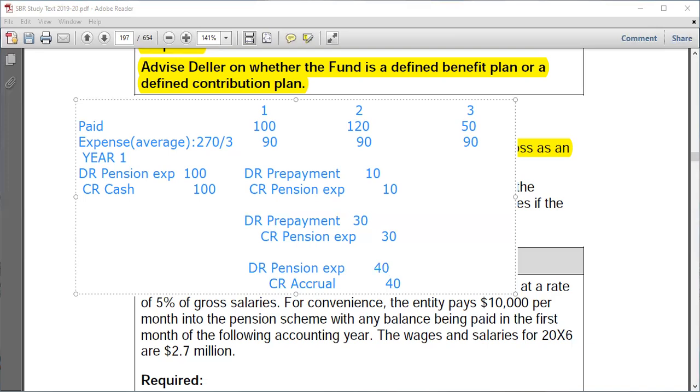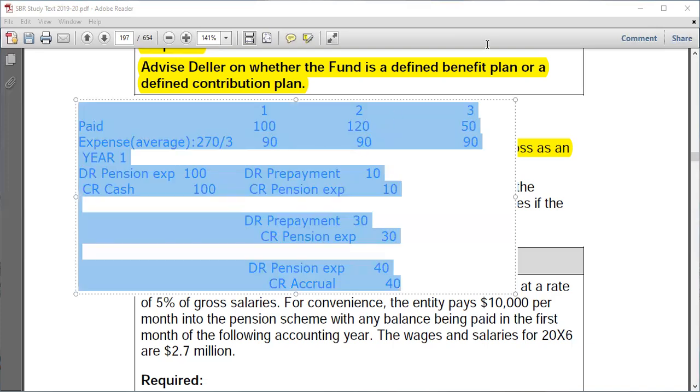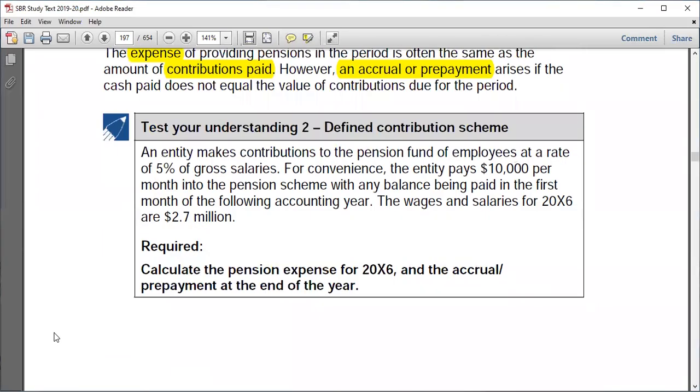Actually, this is just a topic of accrual and prepayment, right? Or for F3 financial accounting. But you have to know that. So that's all about defined benefit plans. Maybe we should just proceed and see what is written down here.